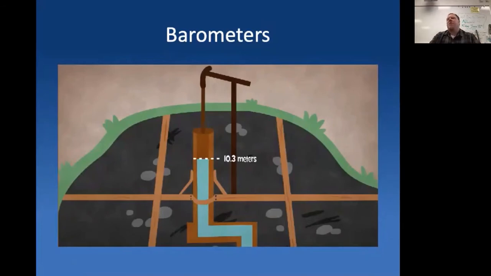Now, it says it can only go up 10.3 meters. That's meters. A meter is about 3 feet. So we're talking about 35 feet-ish. Okay. So imagine you had a pipe that is 35 feet tall, and water goes up it. Okay. When you have a pump up the top.